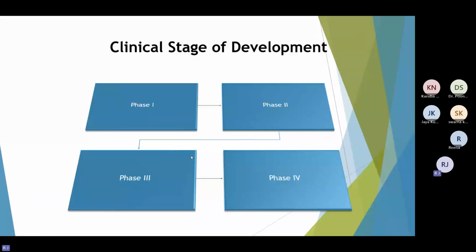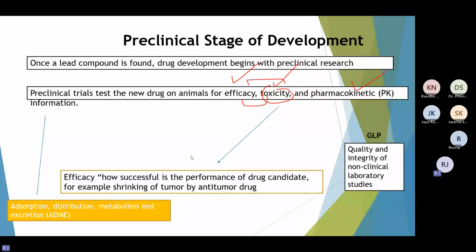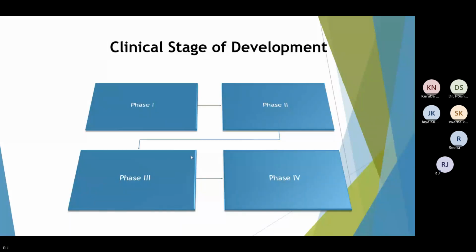So we learned so far. Now we have to start with the clinical stage of development. So again, the clinical stage of development can be divided into four steps: phase 1 step, phase 2 step, phase 3 step, and phase 4 step. Okay. We'll start with phase 1.